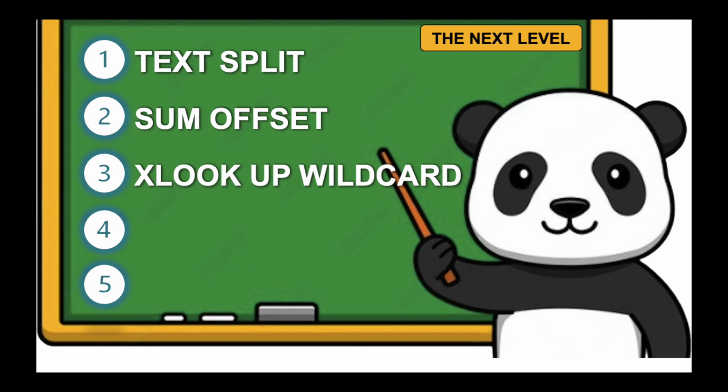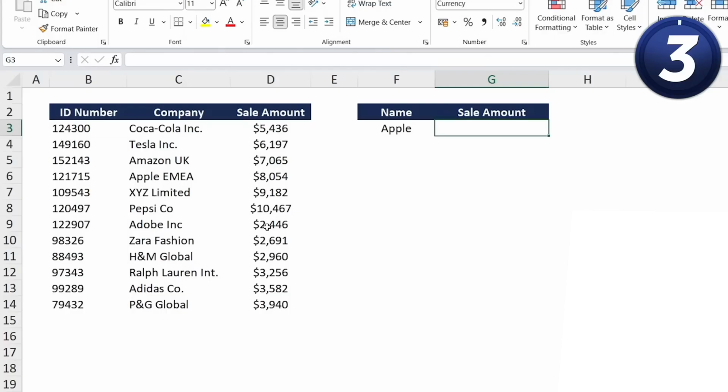But before that, let's take a look at the third scenario, which has the XLOOKUP with the wildcard feature. I know that might not make too much sense, so let's take a look over here. It says over here that we've got Apple and the sales amount. Now the problem is that sometimes you might forget what the name of that company is. So it can be Apple EMEA, Amazon UK instead of just Amazon, Tesla Inc. instead of just Tesla. So for that, we can actually use an adjustment with that wildcard feature.